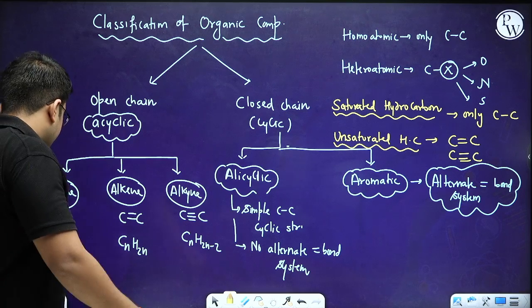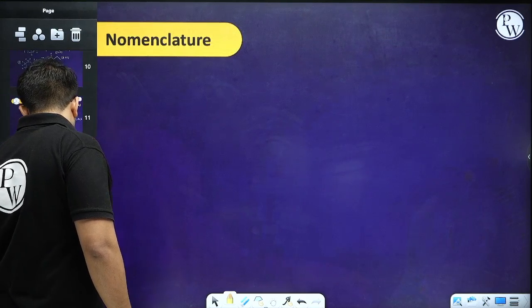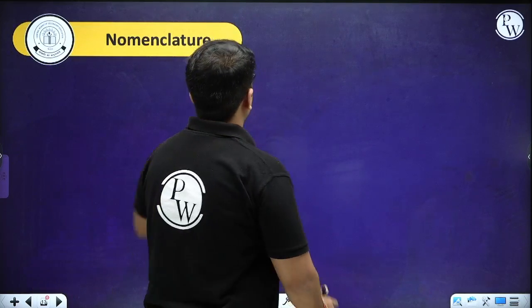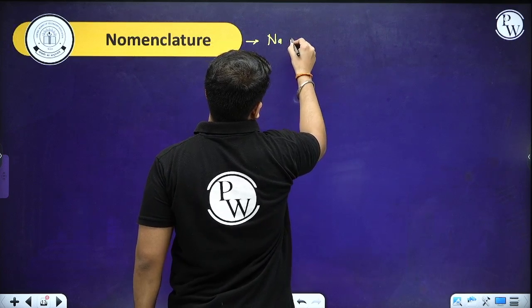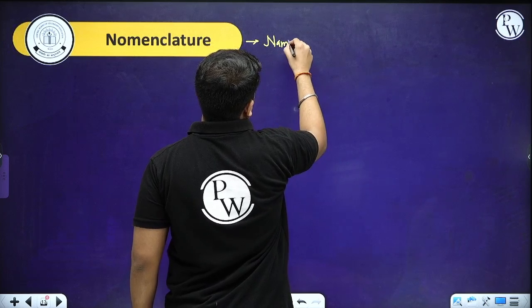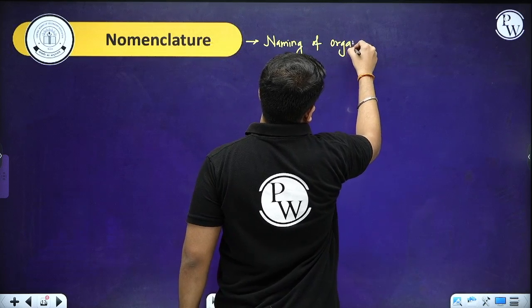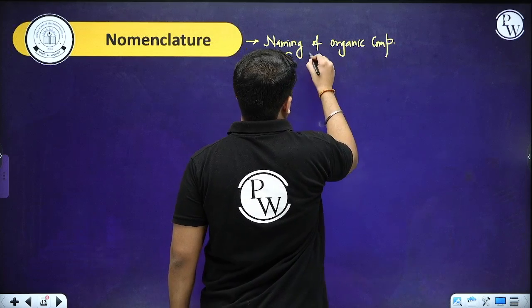Okay. Now let's start with the next portion, which is the concept of nomenclature. Okay, so nomenclature means the naming of organic compounds. It is basically the naming of organic compounds. Why do we have this nomenclature?